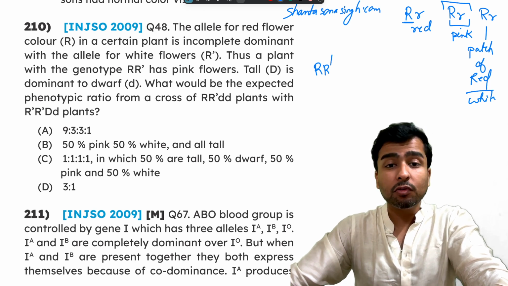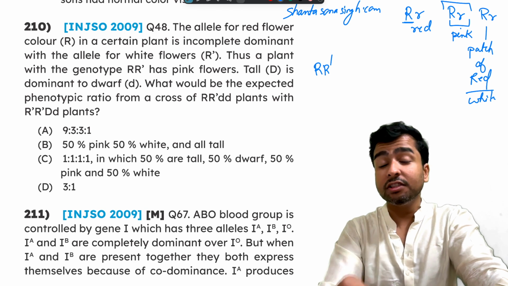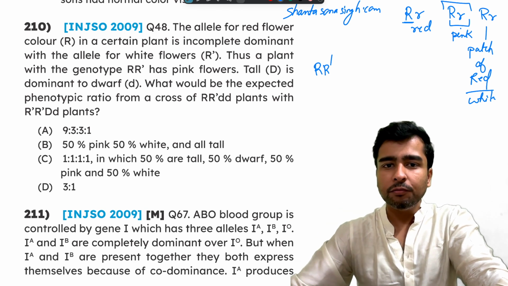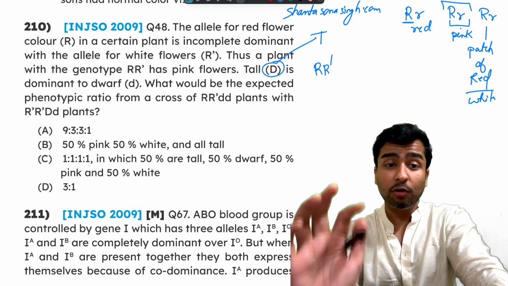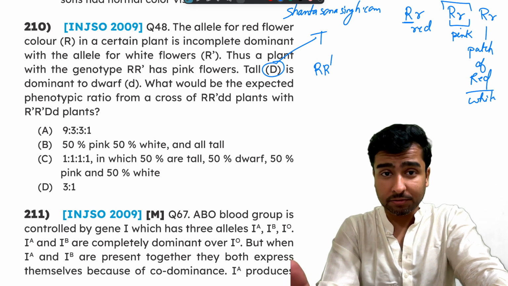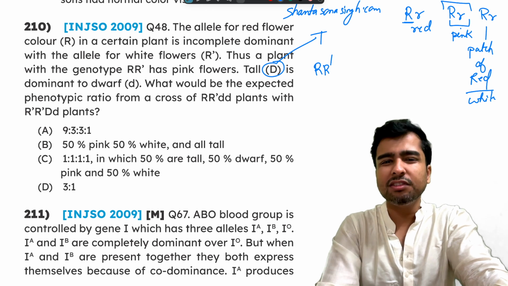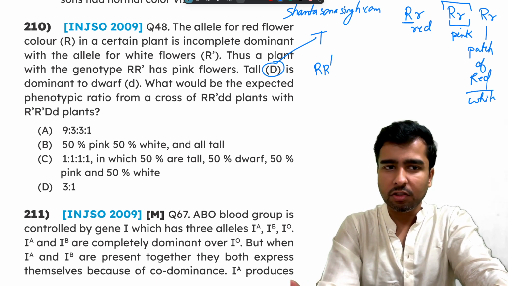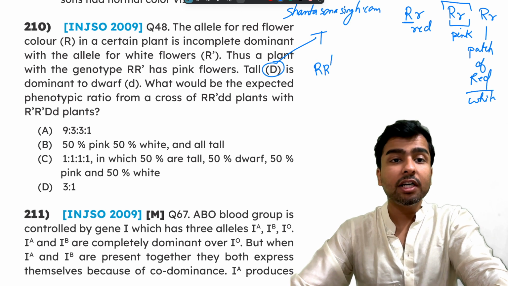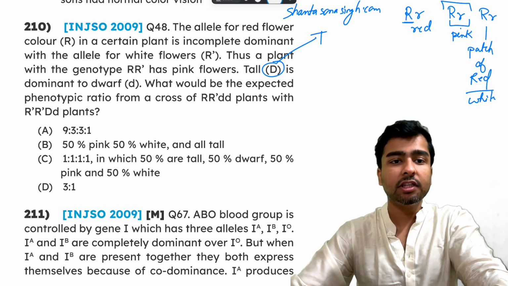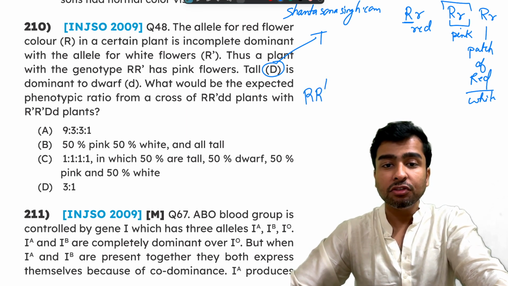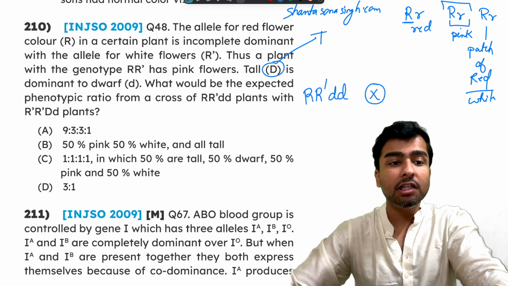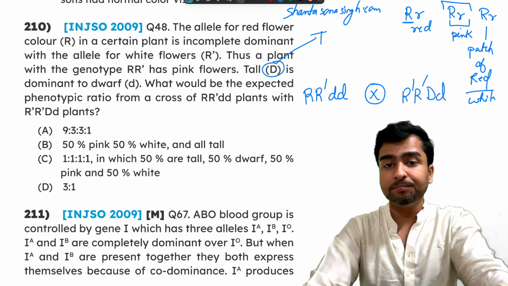Tall is dominant over dwarf. Once again, in the Mendelian way, we would have written the tall plant as big T and the dwarf as small t. That is what we are used to doing. But here the situation is reversed. They are using small d and big D. Now, what have they done? They have done a cross. So let us first write the genotypes of the cross. Big R, R dash, small d small d is multiplied with R R dash, big D, small d.